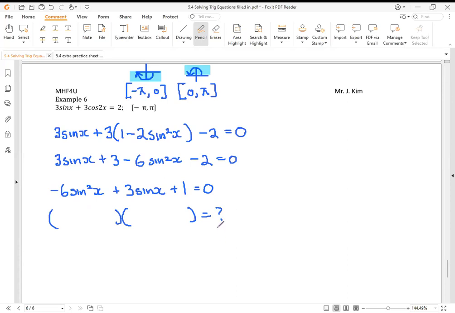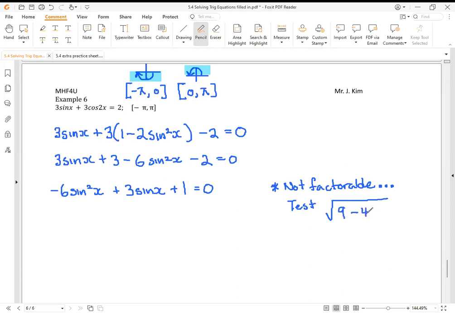Impossible. You can't factor it. So I'll put a little note here saying not factorable. So I'm going to test the discriminant just in case. So b squared, that's a 9, minus 4 times a times c, that is 9 plus 24. It's a positive 33, therefore it exists.